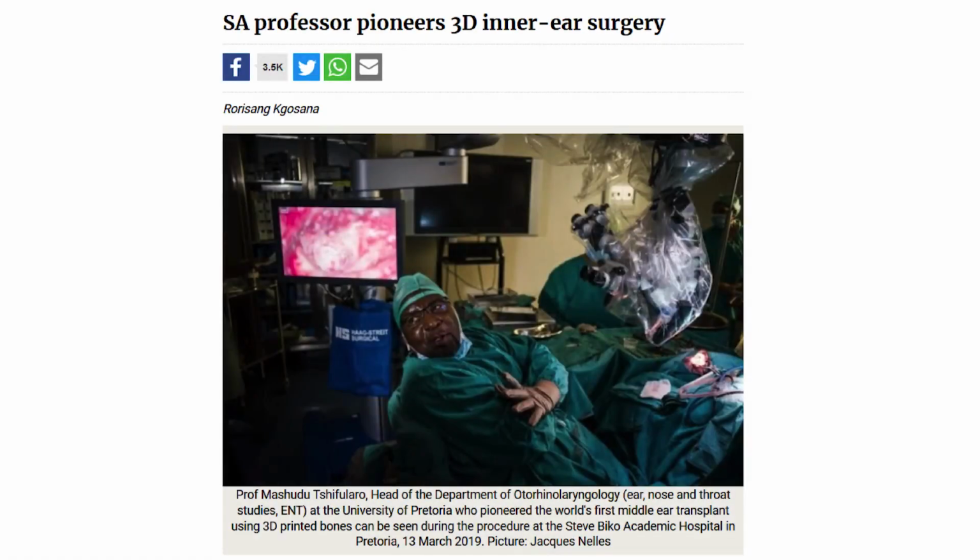I don't know how many of you saw this in the news, that a University of Pretoria professor did the world's first middle ear transplant. They were on Carte Blanche. It was quite a big story. As I said, this is the first time this has ever happened. Nobody else in the world did this. They 3D printed those little bones in your ear and successfully did the transplant. So it's a really wonderful achievement.